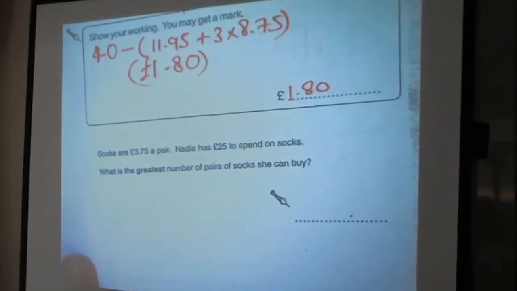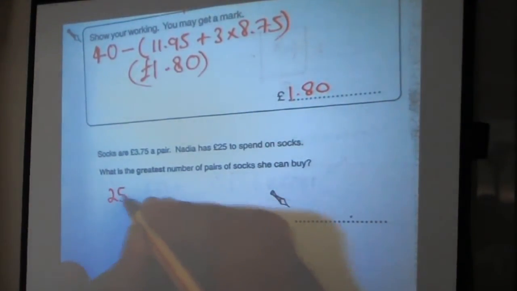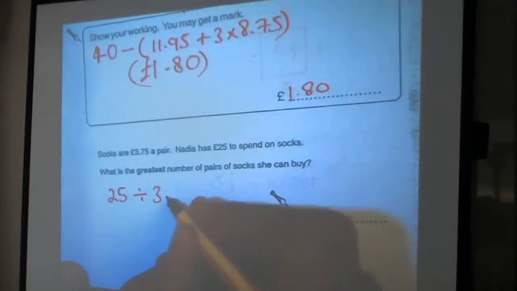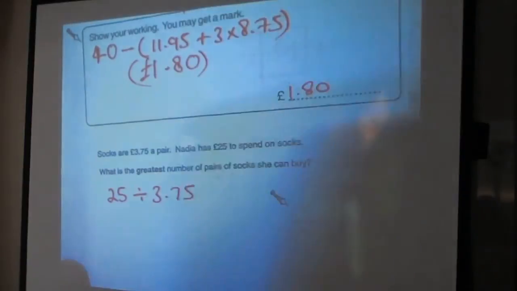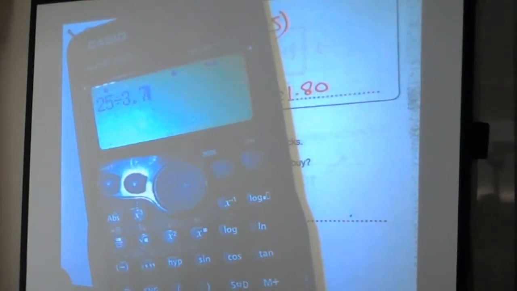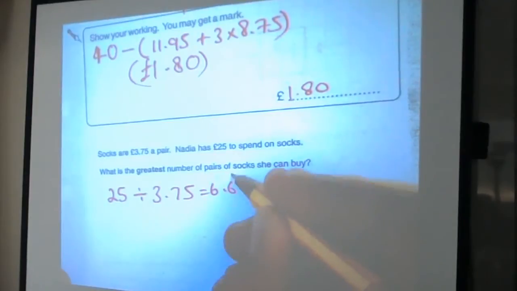The next question says socks are £3.75 a pair. Nadia has £25 to spend on socks. What is the greatest number of pairs of socks she can buy? The calculation we're going to do is 25 divided by 3.75. That'll tell us how many she can afford. The calculator is telling us that the answer is 6.6 recurring.